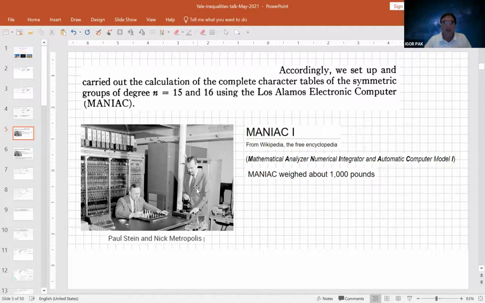So you see Stein and Metropolis right in front of this giant computer on the left. The computer used tubes and stuff. I don't actually know what was going on in that computer, and it weighed about 1,000 pounds.